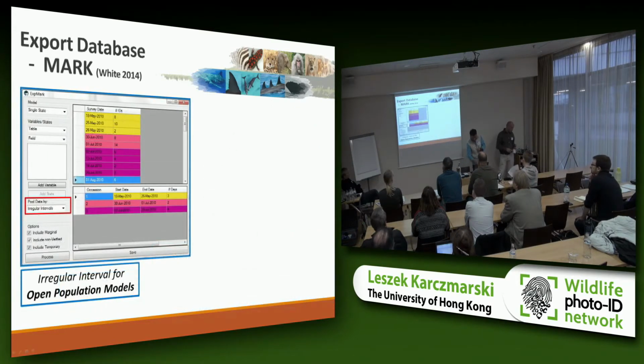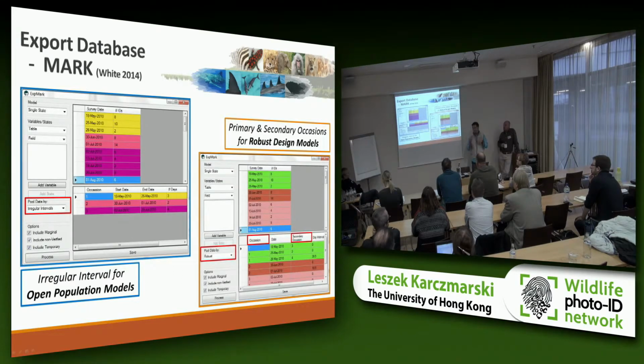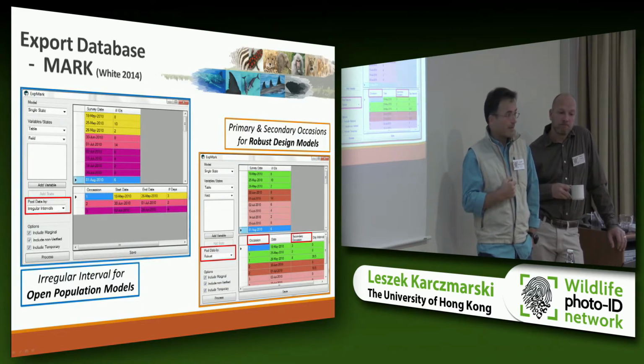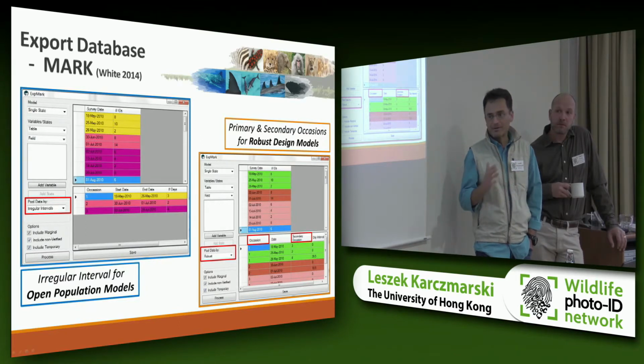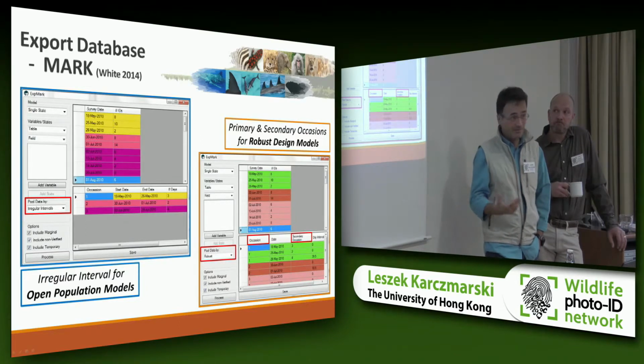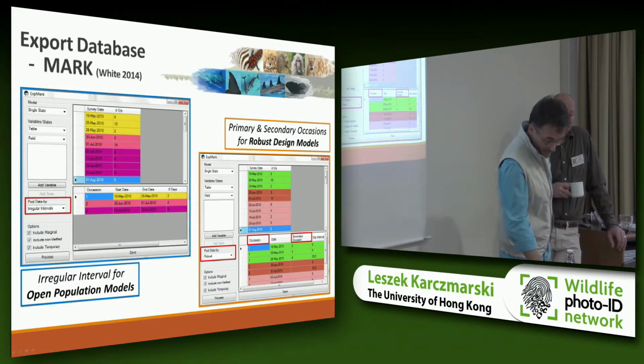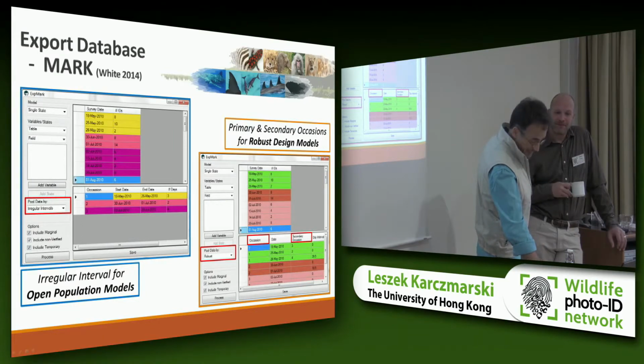You can go further and generate irregular capture occasions for open population models. You can also do your input file for robust design, when you decide which one is your primary capture occasion and which ones are your secondary capture occasions, and then you go. Again, everybody who has worked with robust design knows how painful this process is before you actually start getting some results. I think we are pretty good on time, so I don't need to speak that fast now.